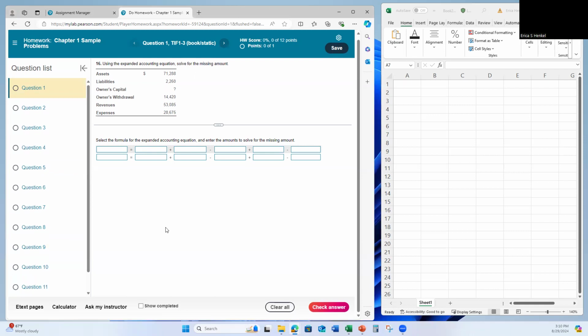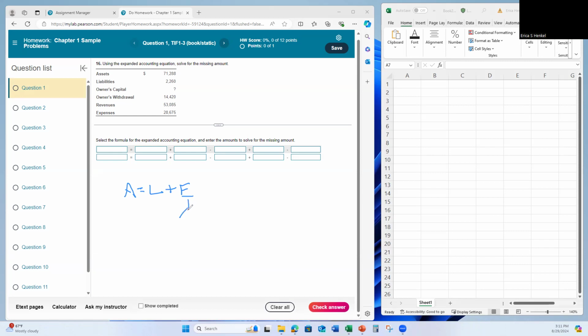The first problem that we have here is using the expanded accounting equation. If you don't already know what the accounting equation is, please watch the posted MyLab video link that explains what the accounting equation is. But essentially, what we're looking at here, let me just grab my drawing tool, our accounting equation equals assets equals liabilities plus equity. That's the basic accounting equation, and then we can break those down into subcomponents for equity.